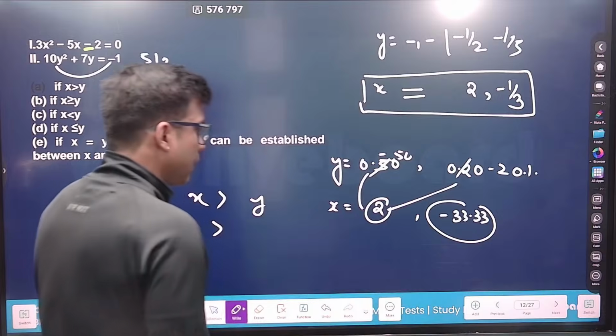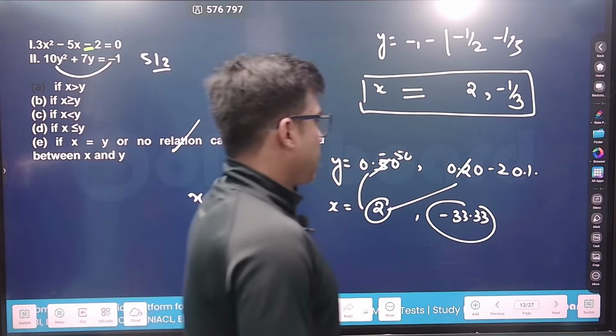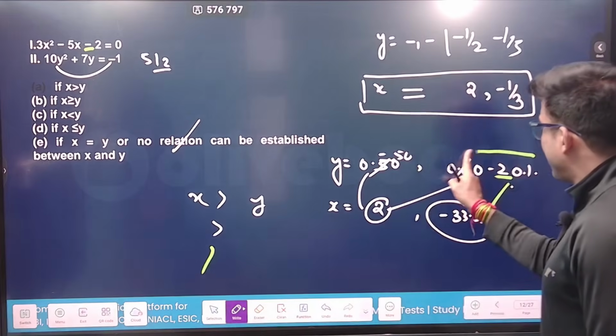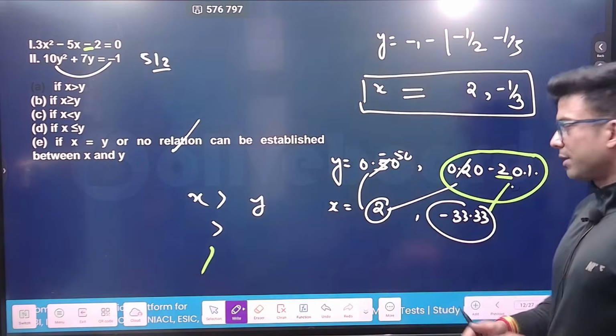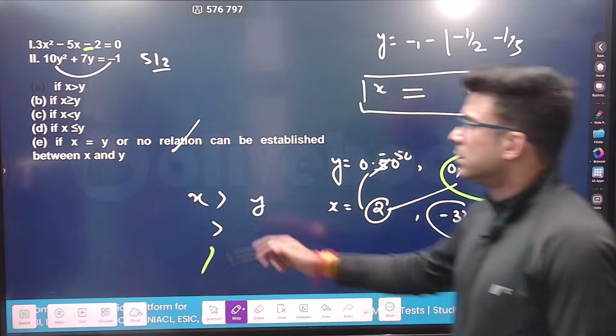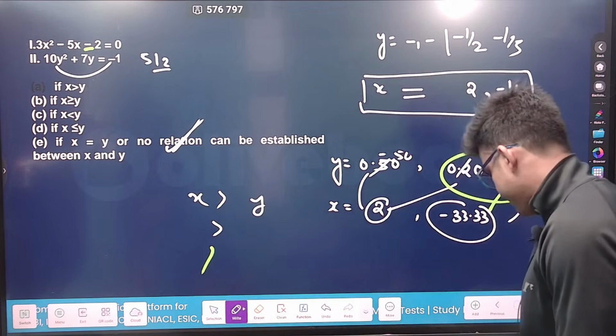I hope you understood now. Again, you will say x will get a, but for this, your relation is getting opposite. For this value, your relation is getting opposite. So that's why the answer would be no relation.